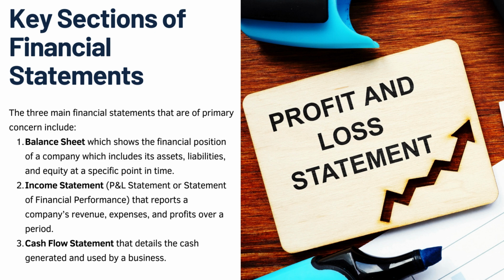Key sections of financial statements. The three main financial statements that are of primary concern include the balance sheet, which shows the financial position of a company, including its assets, liabilities, and equity at a specific point in time. The income statement, or P&L statement, or statement of financial performance, reports a company's revenue, expenses, and profits over a period. The cash flow statement details the cash generated and used by a business.